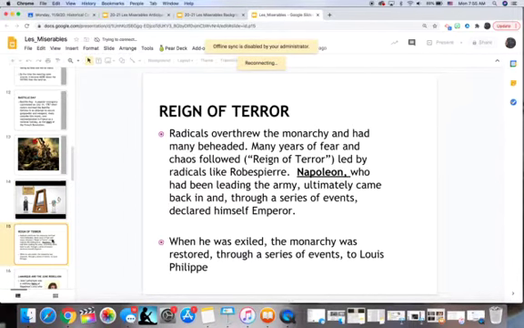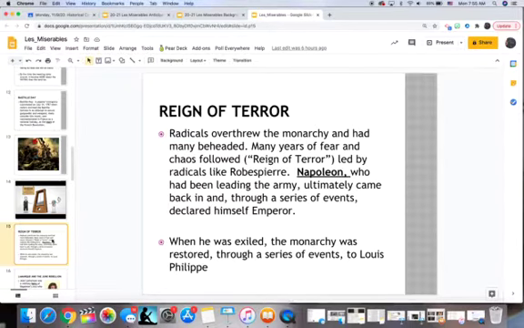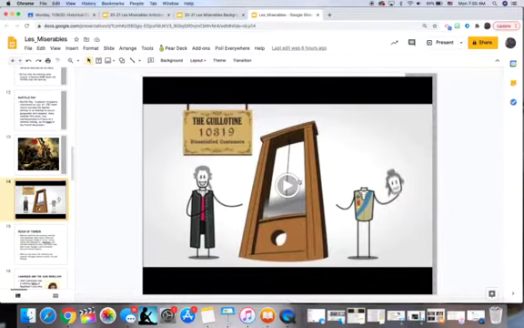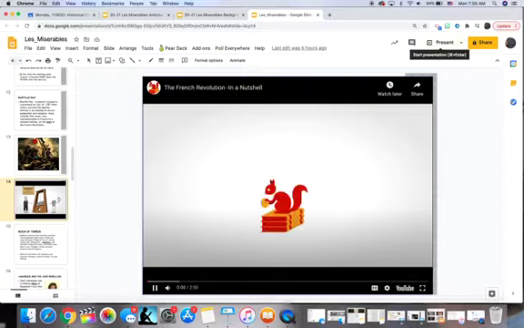So, thus follows the Reign of Terror. Radicals basically overthrew the monarchy and had many beheaded. There was a period of chaos and fear that followed this, led by people like Robespierre. Napoleon, who had been leading the army at the time, ultimately came back in through a series of events and declared himself emperor. When he was exiled, the monarchy was eventually restored through a series of events to King Louis Philippe. Let's see if this plays now. Come on. There we go.